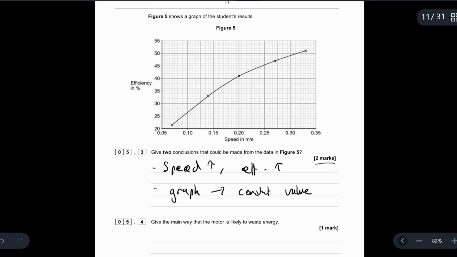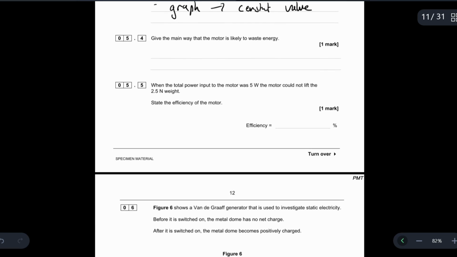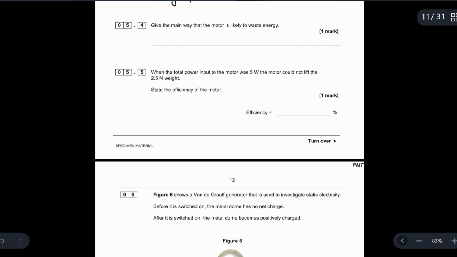Okay, so again, I'm just writing this shorthand. 5.4, give the main way that the motor is likely to waste energy. Well, the motor is a moving part, and with any moving part, the useful energy is going to be the kinetic energy, whereas the waste energy is usually heat. So the main way it's going to be wasted is heat energy. And where does that heat energy go? Well, it goes to the surroundings. So we're going to end up heating up the surroundings, which you don't really want, and that's a waste of energy.